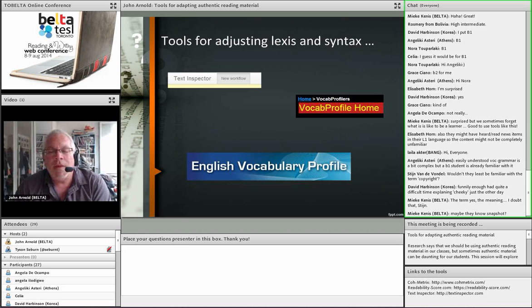Oh yeah, that's a good point, Mika. Maybe they know Snapshot. You could relate Snapshot to Snap a Picture. That's a good idea. And then the English vocabulary profile site.